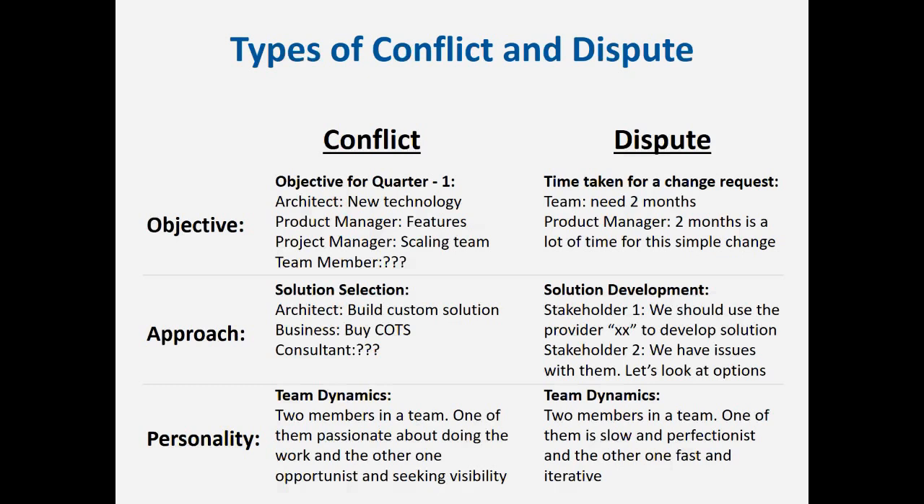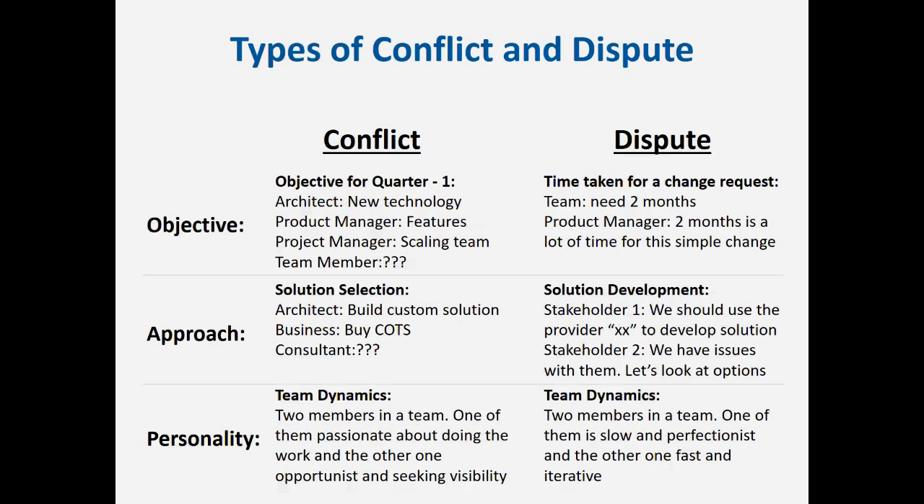Personality conflicts. Basically, the style. There are disagreements with regards to the style. One example is there are two members in a team. One of them is very passionate about doing the work, and the other kind of looks to be an opportunist, always seeking visibility more than being passionate about the work, and goes on about what others think about this person. So that's a case of a conflict.